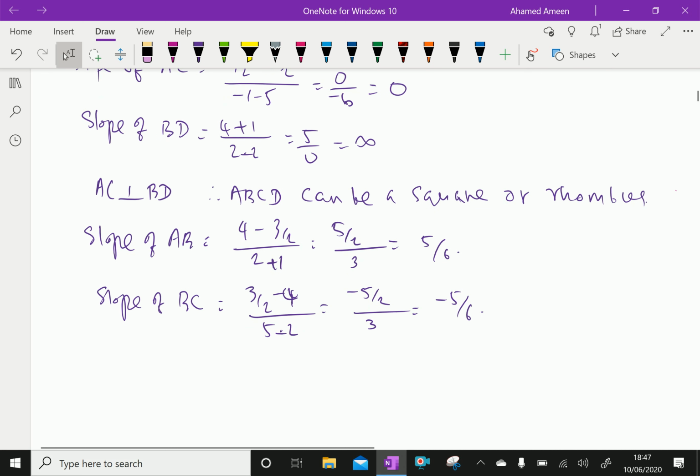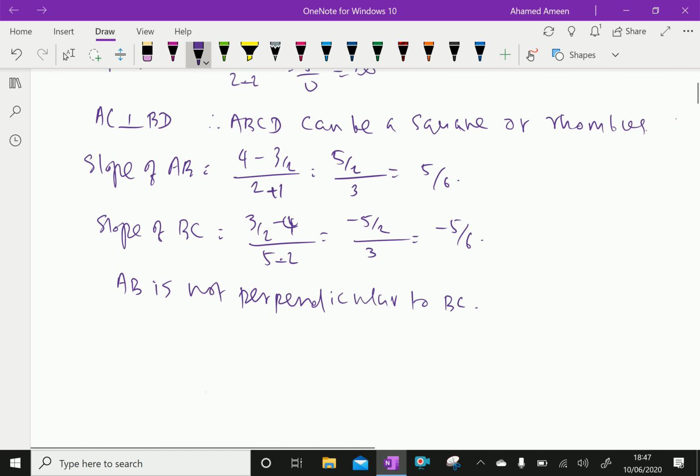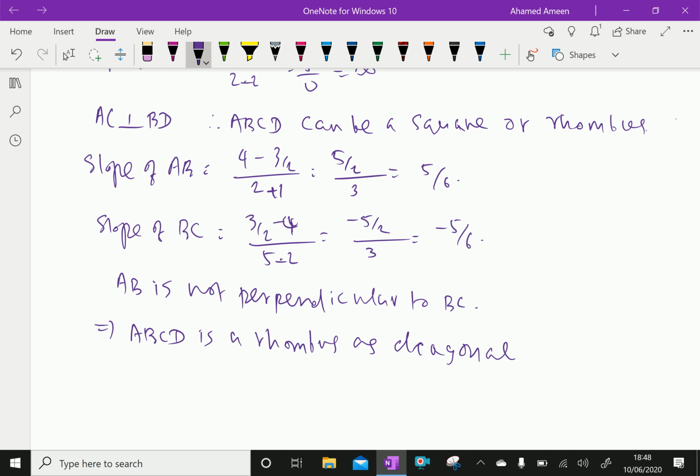So we can say AB is not perpendicular to BC. Therefore, the conclusion is: ABCD is a rhombus, as the diagonals are perpendicular.